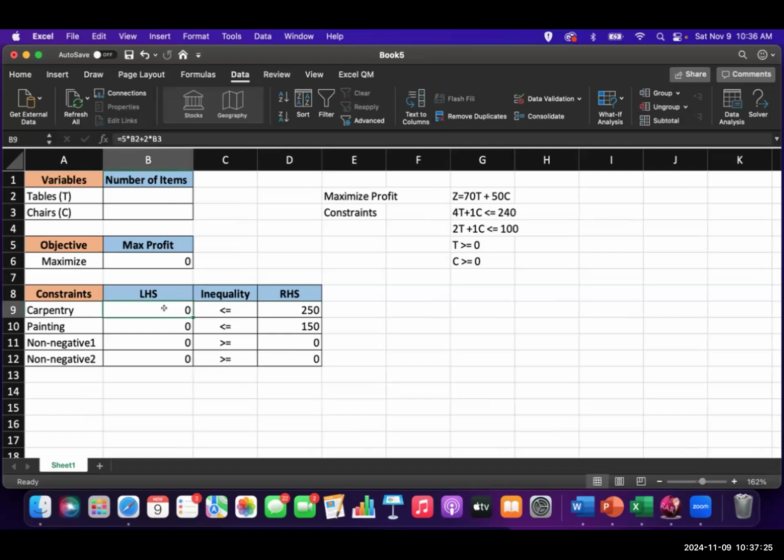So for our carpentry constraints dun sa left-hand side, so we take yung 4 times the number of tables, and then plus, sorry, it should be 3C. 4T plus 3C less than 240, 2T plus 1C less than 100. Lalagay natin dito niyan, so would be 4, multiply it with T, and then plus 3, multiply it with C. And then ang right-hand side niya is 240.